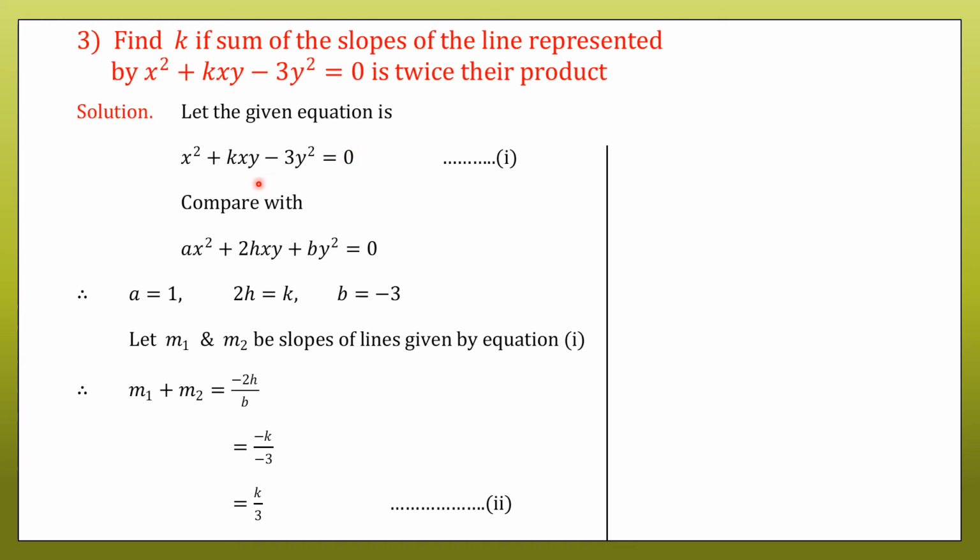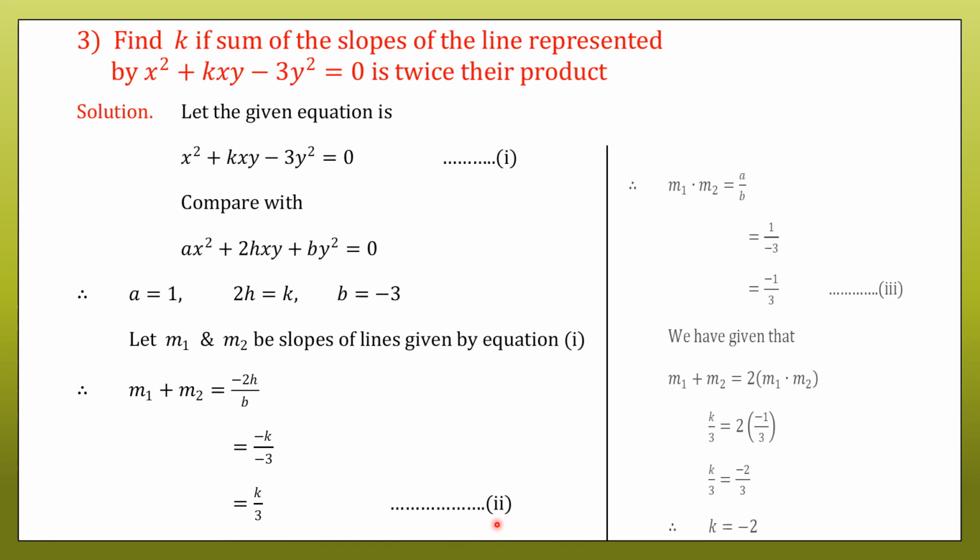Solution. Let the given equation be x square plus kxy minus 3y square equal to 0, denoted by equation 1. Compare with ax square plus 2hxy plus by square equal to 0. Therefore, a equal to 1, that is the coefficient of x square, 2h equal to k, b equal to minus 3. Let m1 and m2 be the slopes of the lines given by equation 1. We know that m1 plus m2 equals minus 2h divided by b. Putting the values of 2h and b, minus k divided by minus 3. Changing sign, equal to k divided by 3, denoted by equation 2.